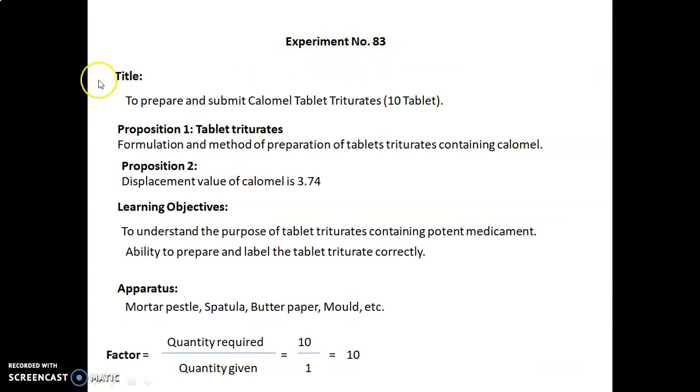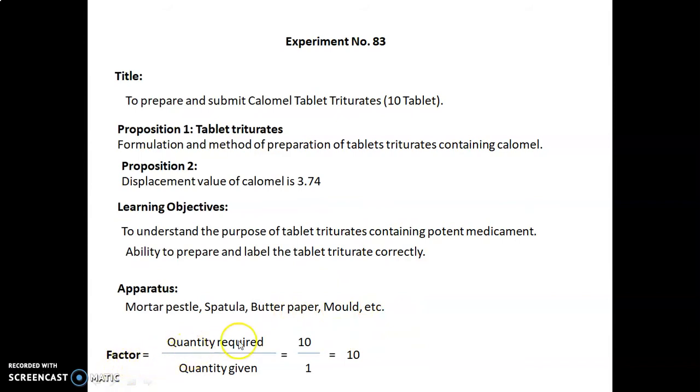Experiment number 83. The title of this experiment is to prepare and submit the calomel tablet triturate for 10 tablets. Proposition 1, tablet triturates. These are the formulation and method of preparation of tablet triturate containing calomel. We are going to study this. Proposition 2, the displacement value of calomel is 3.74. Learning objectives are to understand the purpose of tablet triturates containing potent medicament and the ability to prepare and label the tablet triturate correctly. Apparatus required are mortar, pestle, spatula, butter paper, mold, etc.